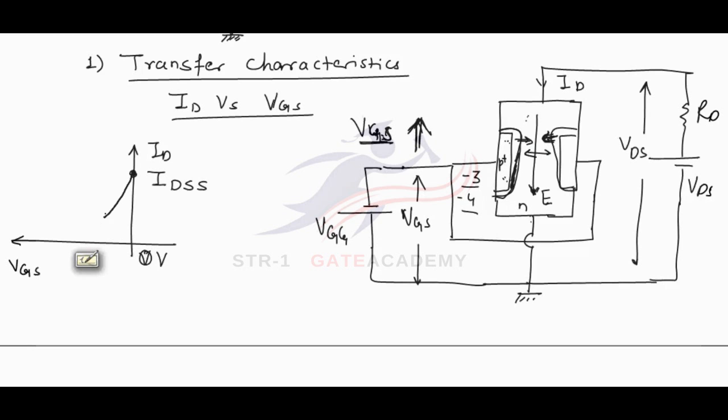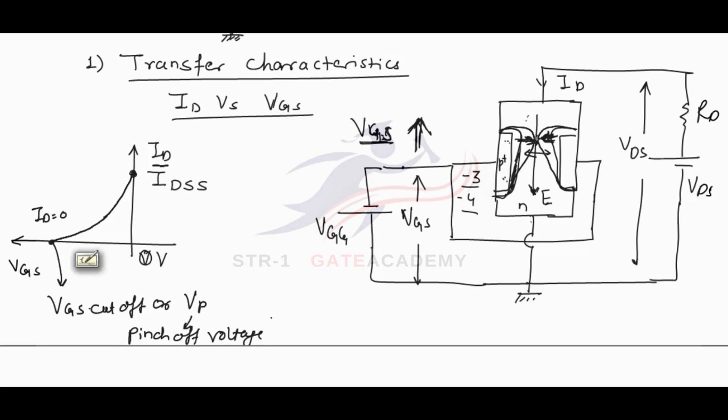and for a particular value of VGS, the depletion layers on both sides will touch each other and the channel will be cut off. Channel will be cut off, and in this case, the drain current ID will be equal to 0. This voltage is called VGS cutoff or VP, the pinch off voltage.